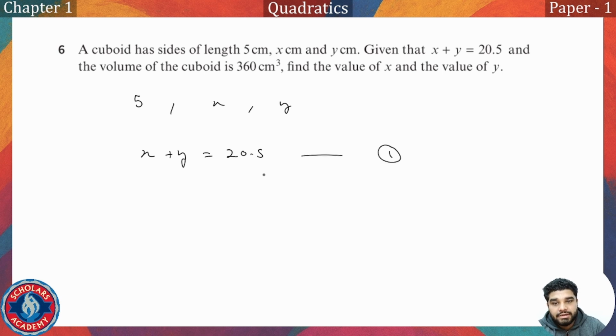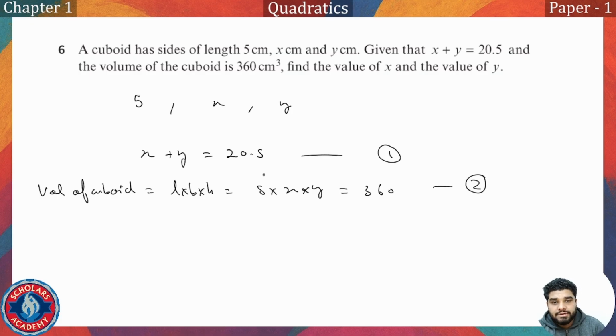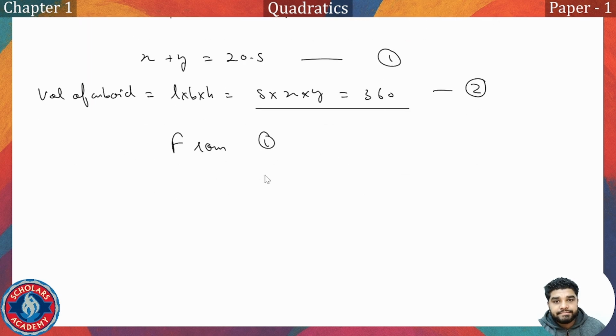And the volume of the cuboid is equal to L times B times H, that is 5 times x times y, which is equal to 360. This is equation number 2. So from 1 we get x = 20.5 - y, and we can mark it as equation number 3.